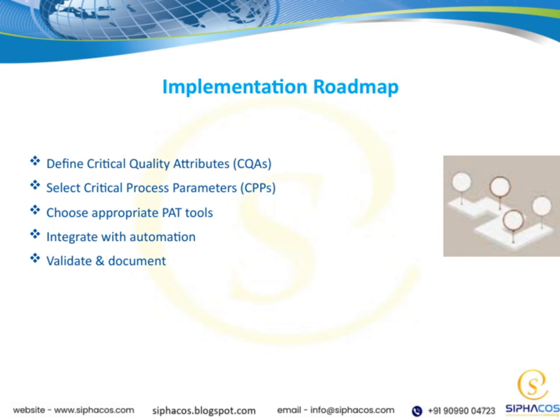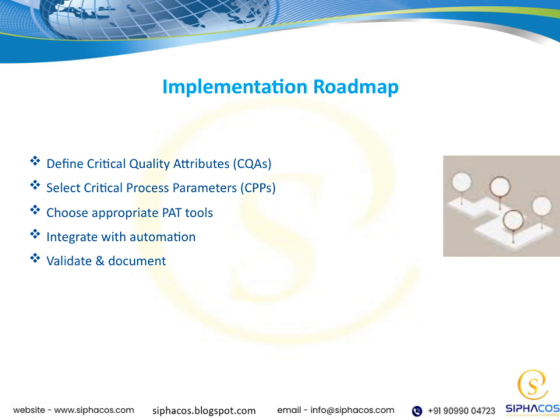After that, we move on to choosing appropriate PAT tools. This means selecting the right technologies and sensors that can reliably monitor our CPPs in real time. It's important to pick tools that fit our specific process needs to ensure accurate data collection. Then, integrating these tools with automation systems is the next step. Seamless integration allows for real-time data analysis and process adjustments, which enhances control and efficiency.